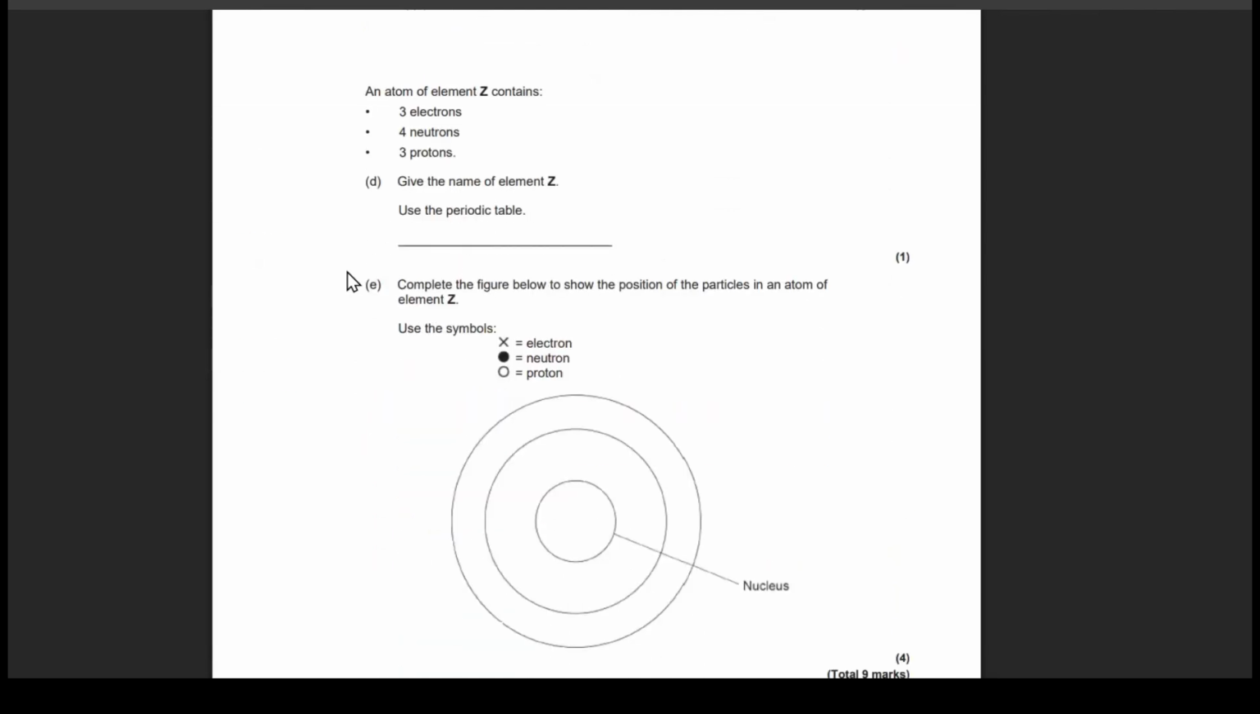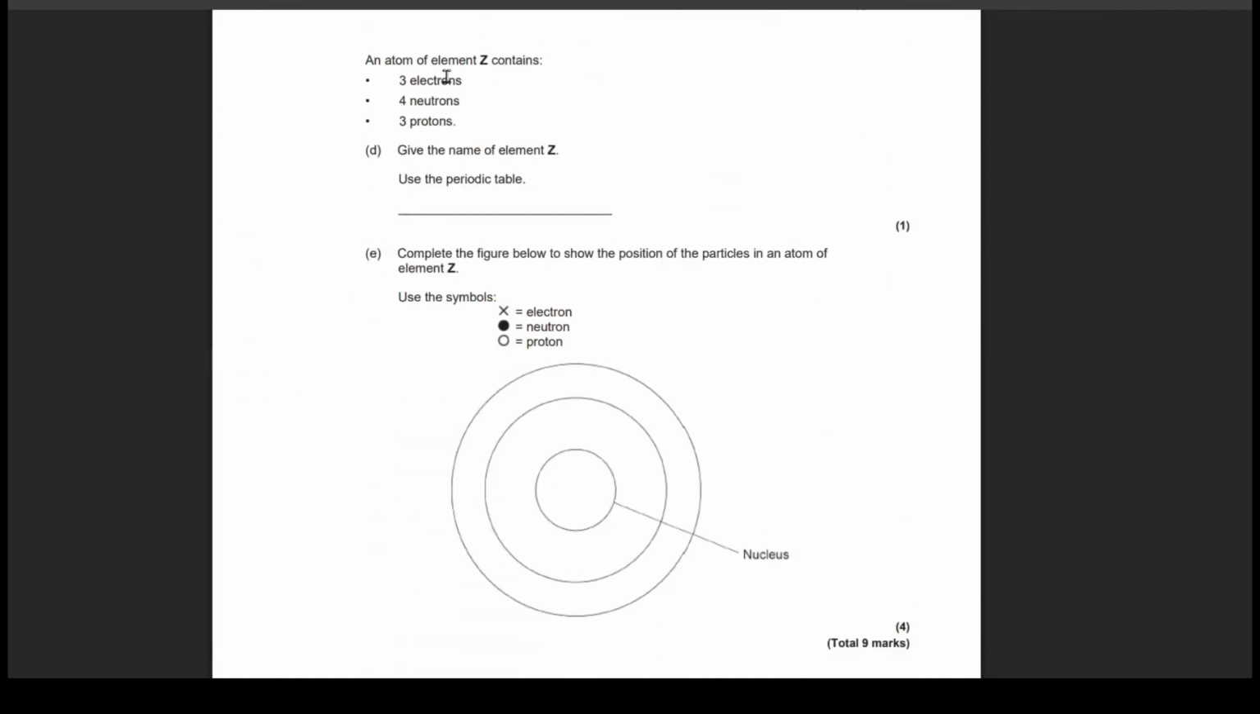So big numbers, small numbers, totally different things. Right, I've never heard of that.